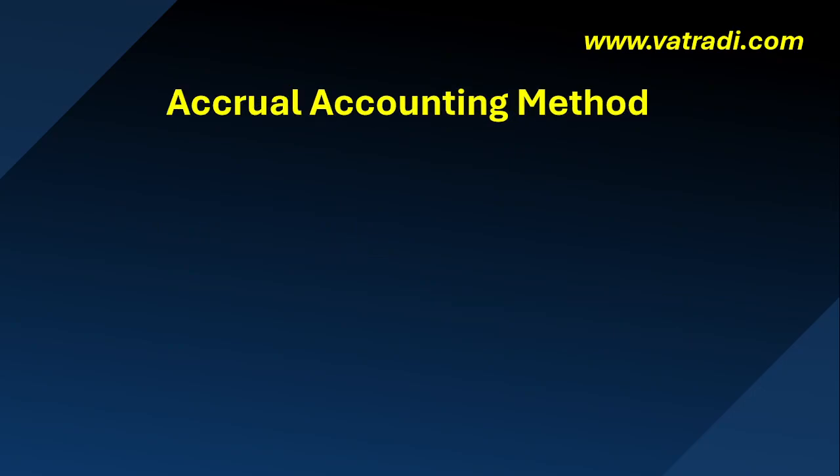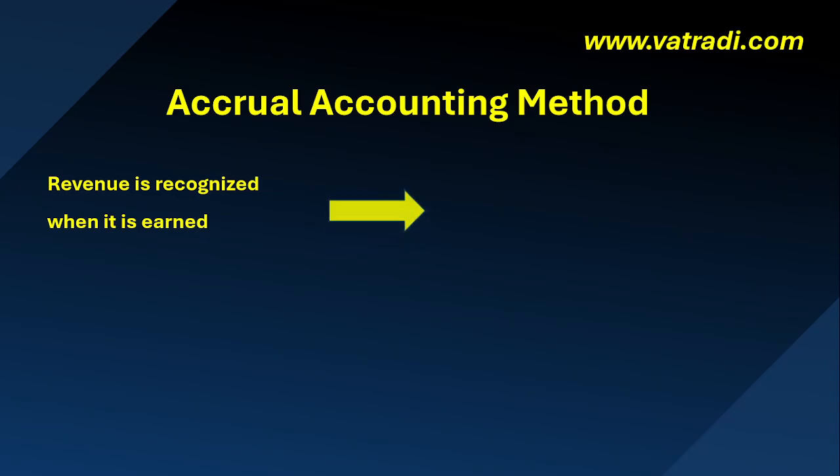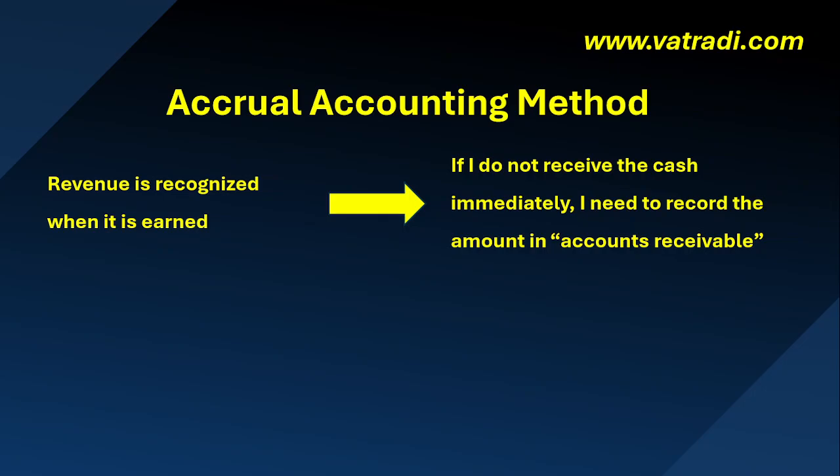It's the accrual accounting method that gives you the full picture, because the revenue is recognized when it is earned. Therefore, if I do not receive the cash immediately, I need to record the amount in accounts receivable. The accrual accounting method forces the accountant to do further work. In this situation, for example, the accountant needs to create a GL code which goes inside the assets of the balance sheet and where all the money that I will receive in the future is recorded.